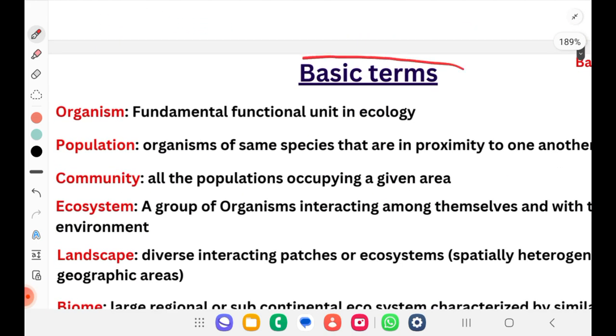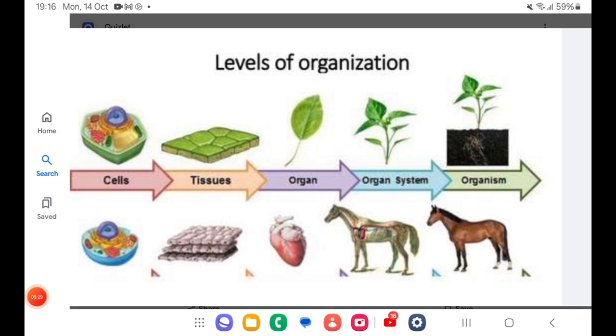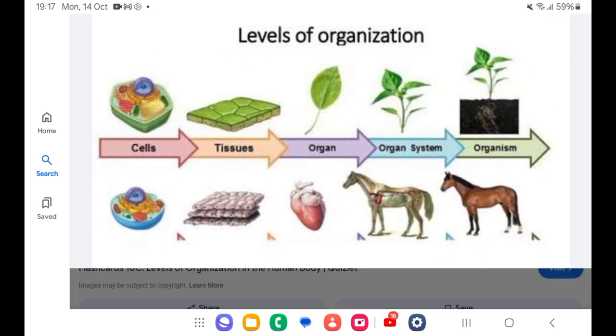So, basic definitions. What is an organism? An organism is a fundamental functional unit in an ecosystem or ecology. It's a fundamental unit. If you want to see still more in detail, the organism starts from the cell. Cells combine to form tissue, tissues form organs, then organ systems, which together form an organism. So this is what an organism is.